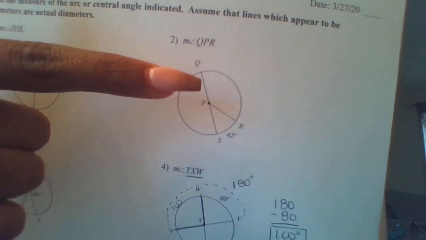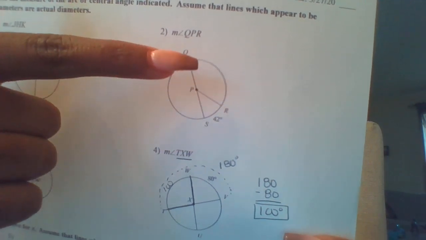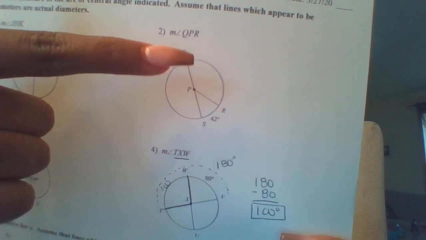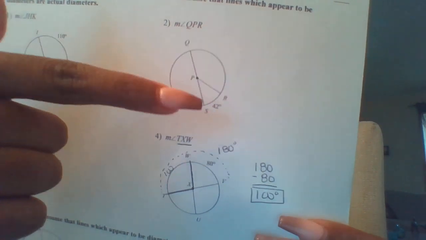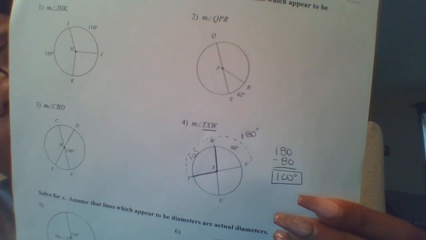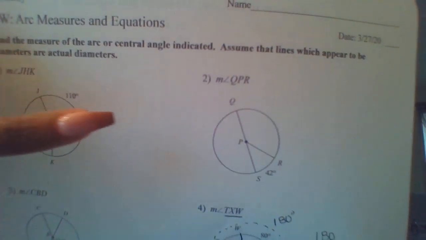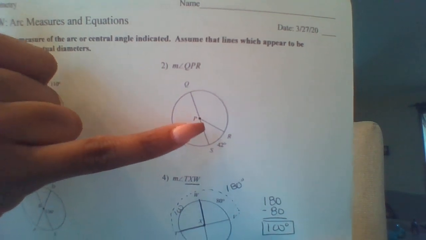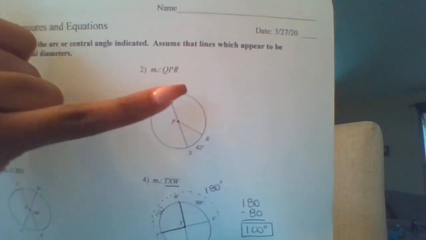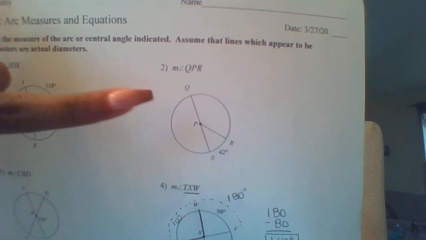So to find the measure of angle QPR, all we would have to do is subtract this arc of 180 by 42. So 180 minus 42 gets us 138. So our answer for number 2 should be 138 degrees. This arc is equal to 138 degrees, and this angle is equal to 138 degrees. So that final answer is 138 degrees.